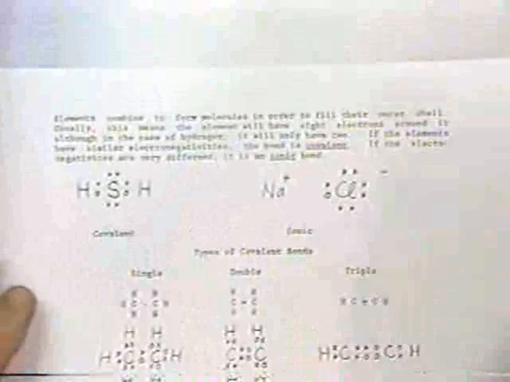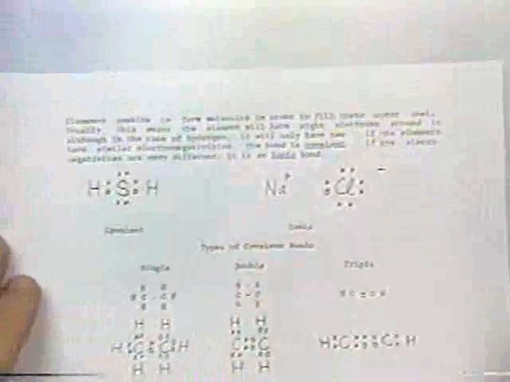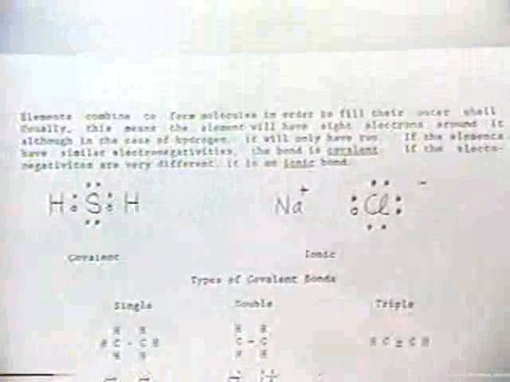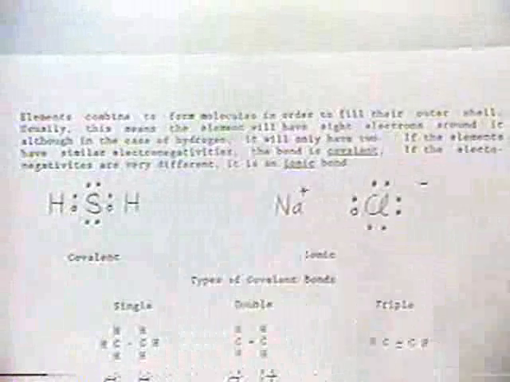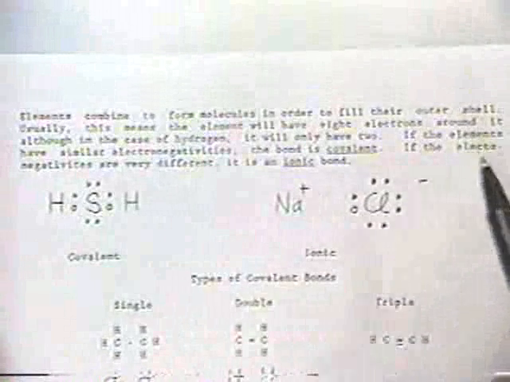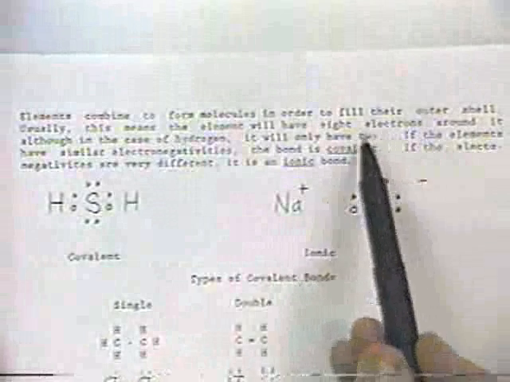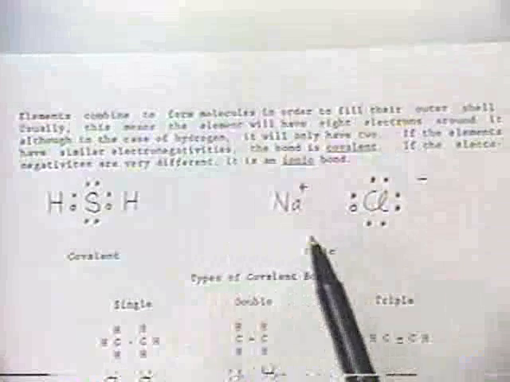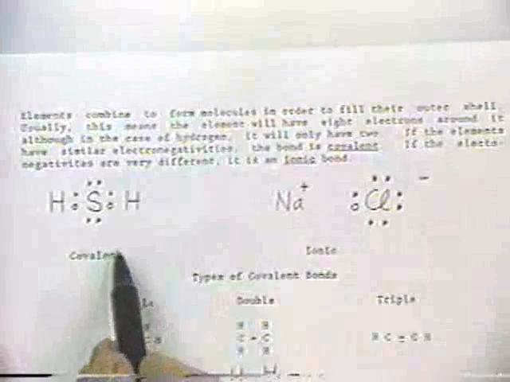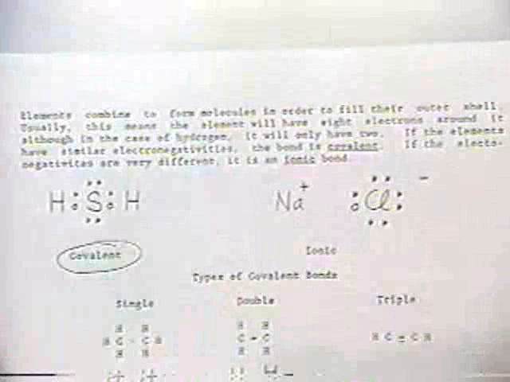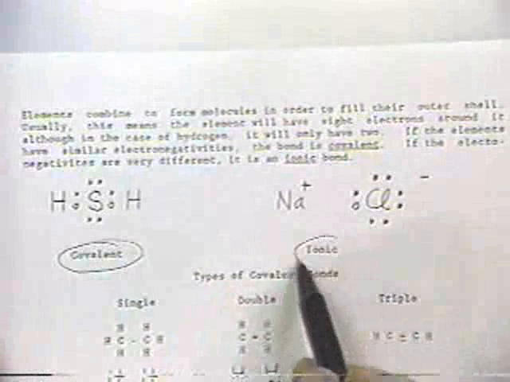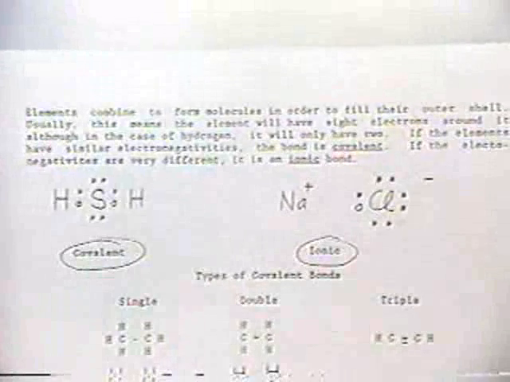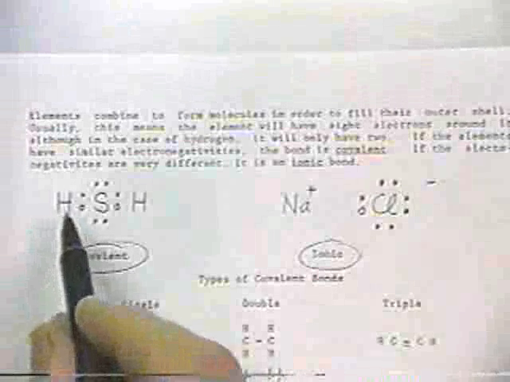Now, when we start taking elements and combining them together, we can form molecules. So if we have a case where the two things that you're putting together have similar electronegativities, we have what's called a covalent bond, and if they're widely different, we have an ionic bond. So let's go back to this table of electronegativities and take a look at hydrogen.